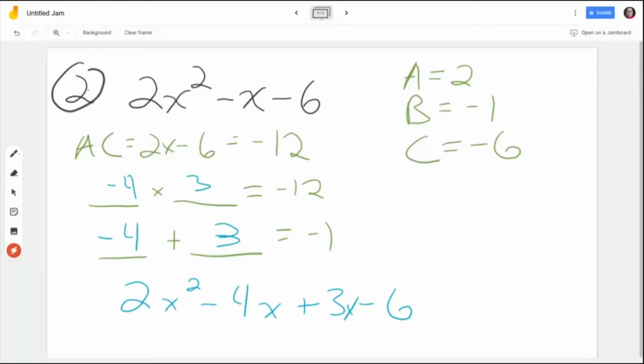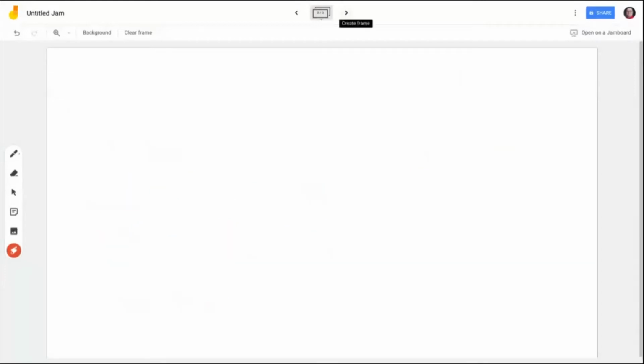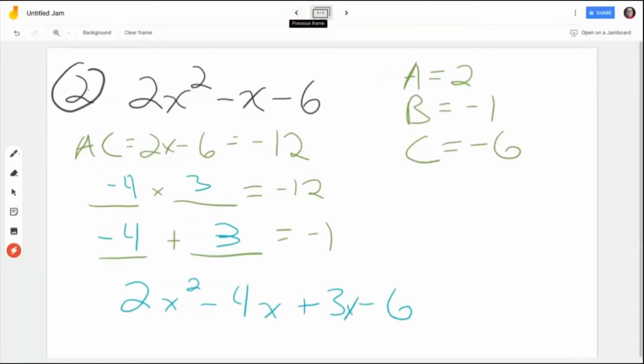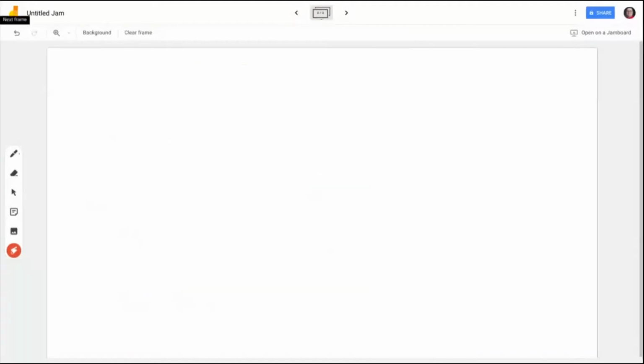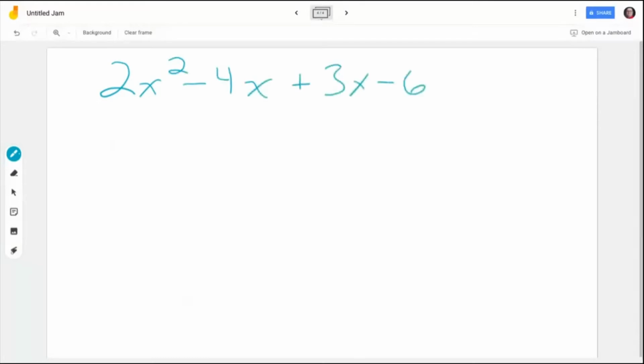So let's rewrite that on another page: 2x squared minus 4x plus 3x minus 6. And if you want, go back and try it with the 4x and the 3x swapped and see what you get. So now we're going to look at what we can factor out of the first two terms. Well, they both have a 2 in them, and they both have an x in them, so we're going to factor out a 2x. What's going to be left? Remaining: x and negative 2.